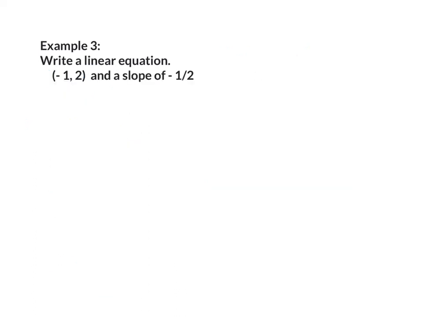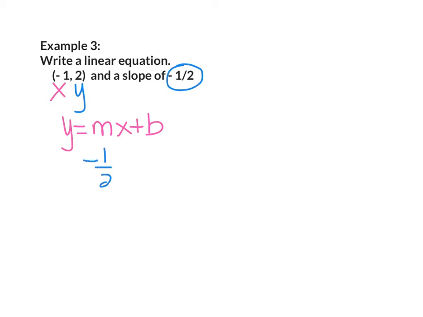Example number 3. Write a linear equation with the coordinates negative 1, 2 and a slope of negative 1/2. The first thing I'm going to do is label. So I know this is x, and I know my 2 is y. Now I need my equation in slope-intercept form, which is y equals mx plus b. They gave me slope, which is negative 1/2. So under m, I'm going to write negative 1/2.